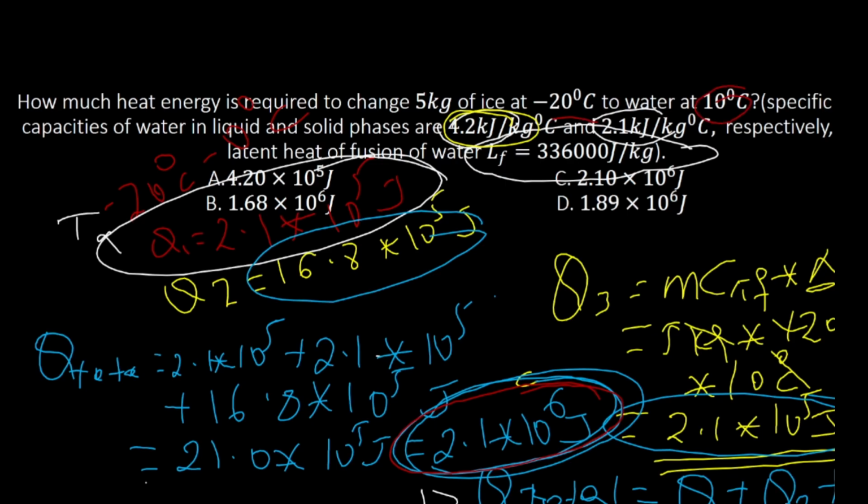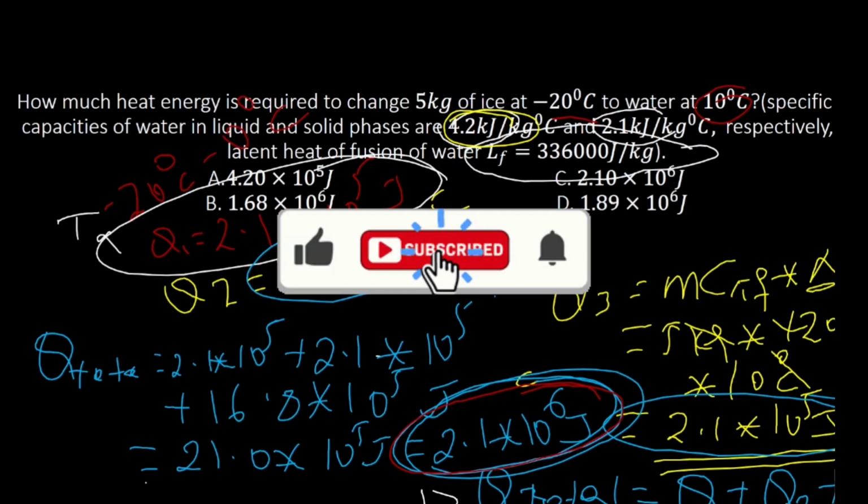So here I point out there are two forms of thermal energy change that occurred: the phase change and the temperature change. Thank you very much. So the answer is this one.